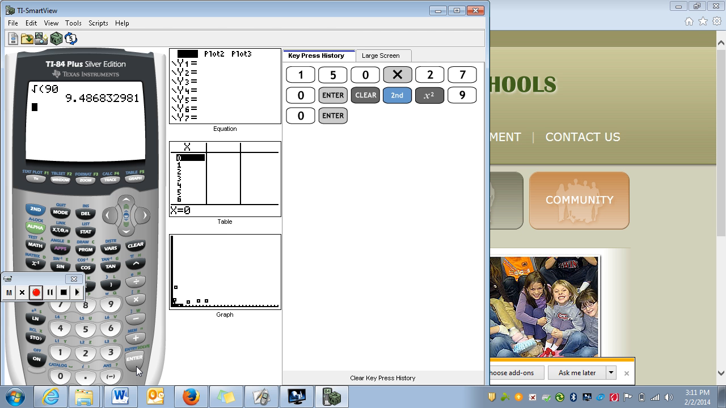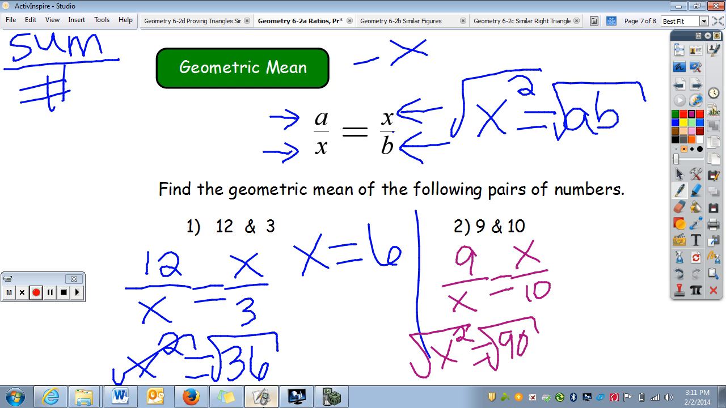Which is 9.5. Or if I ask you to put in simplest radical form, it turns out to be 3 square root of 10.